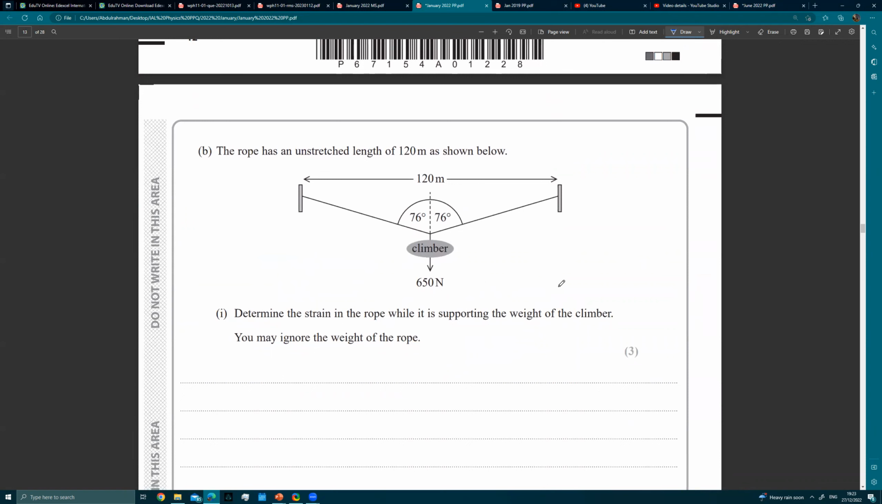Thank you. The rope has an unstretched length of 120 meters. Determine the strain in the rope while it is supporting the weight of the climber. You may ignore the weight of the rope. So this one will be for Faizan when he's ready.